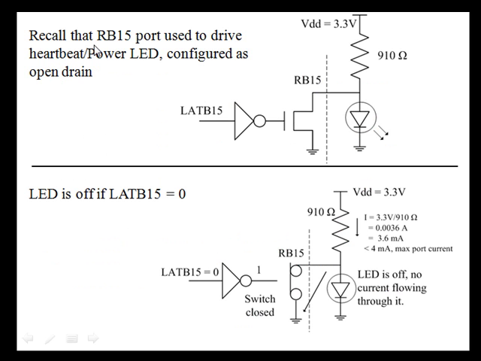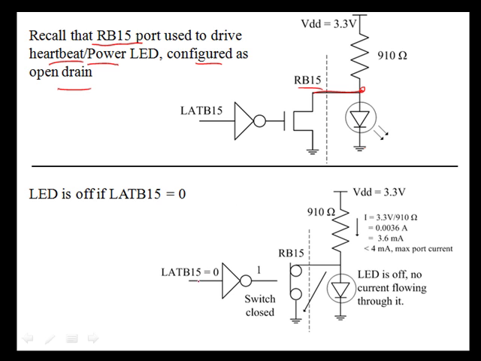Recall that in the startup schematic for the PIC24 that we used for the first hardware lab, the RB15 port was used to drive a dual purpose LED, one that served as a power LED and one that served as a blinky LED for a heartbeat, and we configured this pin as open drain. How did this actually work? Well, here we're showing RB15 configured as open drain, and we configured the heartbeat LED like this, in series with a resistor to VDD, and we connected RB15 at this point right here.